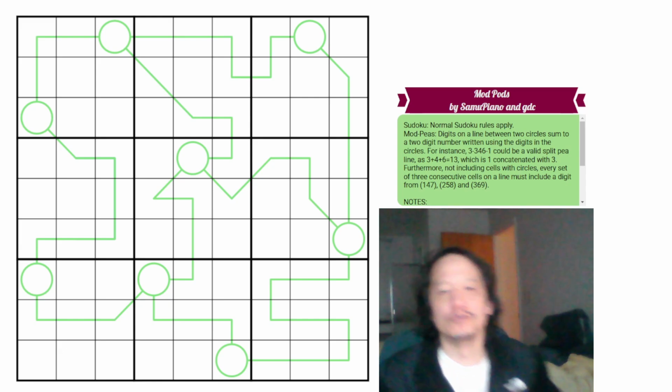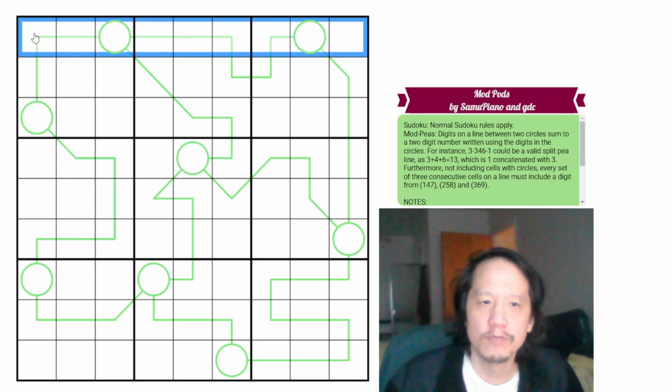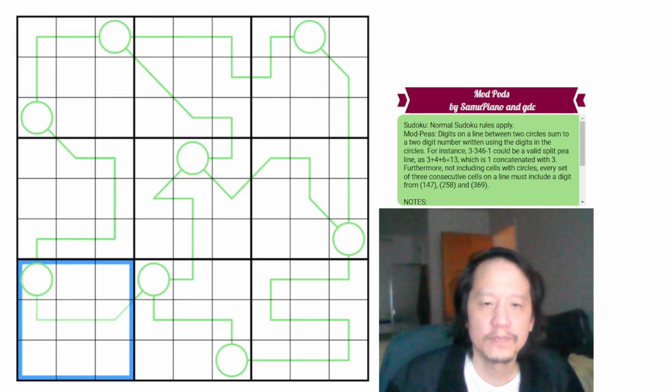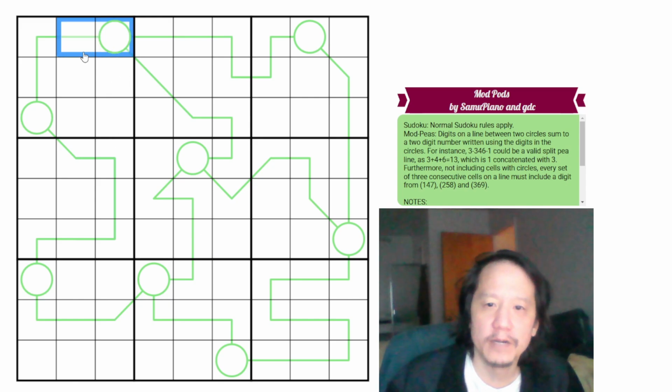And here are the rules. Sudoku. Normal Sudoku rules apply, which means place the digits 1 through 9 once each in every row, column, and box. Mod P's. Digits on a line between two circles sum to a two-digit number.